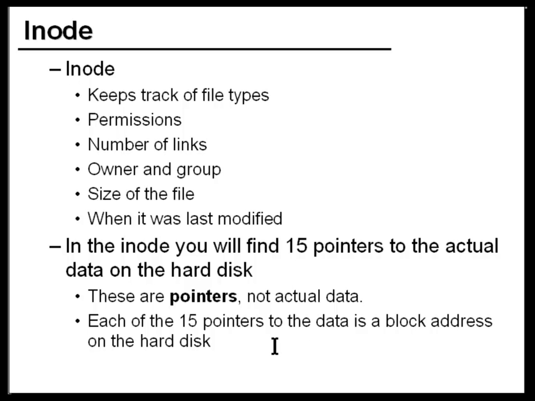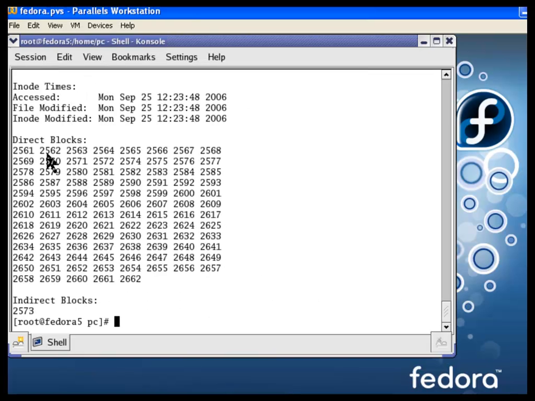So each of the 15 pointers to the data is a block address on the hard disk. And what are these? These are block addresses. These are actually physical block addresses. So 2561 is the 2560 second block, because it should start at 0, I believe. Physical block on the hard drive.